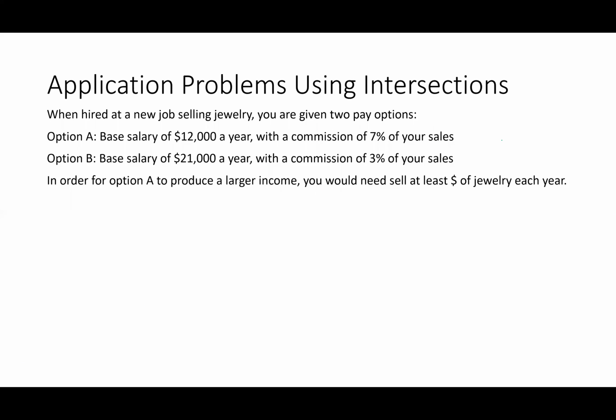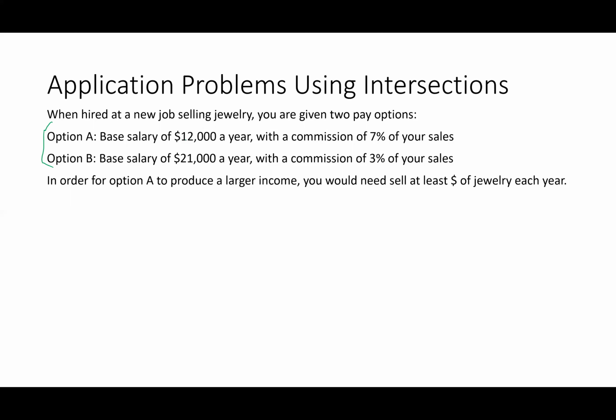Now, we're going to use intersections to solve a particular system. And this is going to mean that we are going to be building 2 separate equations given information. And from those 2 equations, we're going to discern their point of intersection, and that's going to be a thing that we're looking for. So we sell jewelry, and upon taking the job, we have 2 options of salary.